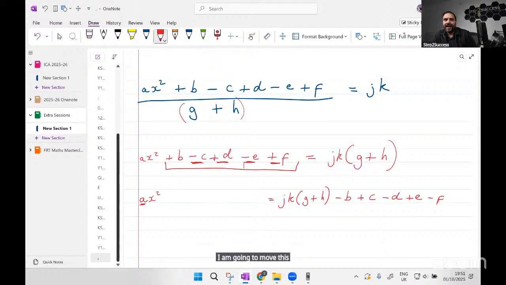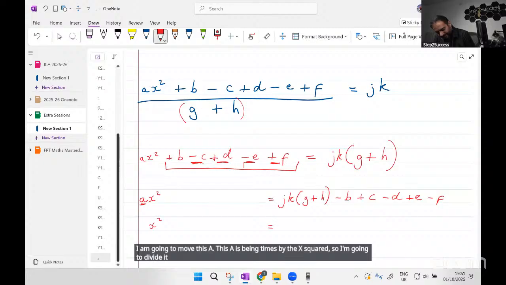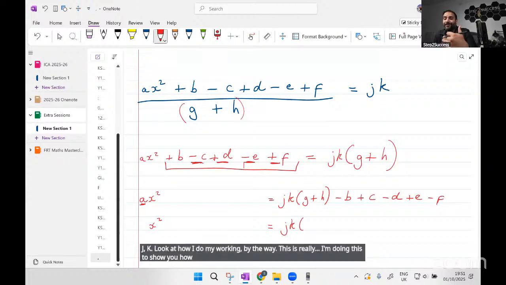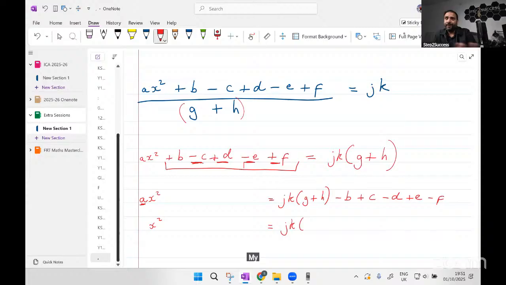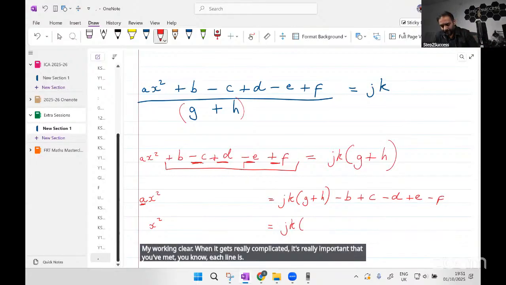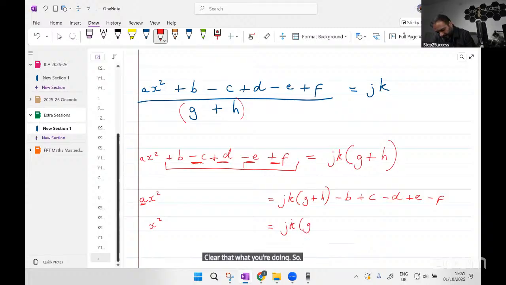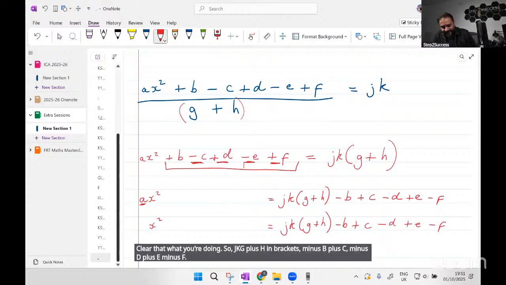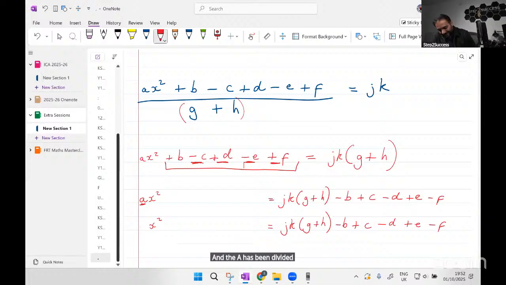This A is being times by the x squared, so I'm going to divide it to the other side, and I'm going to have JK. Look at how I do my working, by the way. I'm doing this to show you how important it is for me to keep my working clear. When it gets really complicated, it's really important that each line is clear for what you're doing. So JK, G plus H in brackets, minus B plus C minus D plus E minus F. And the A has been divided to the other side. So big line and A there.